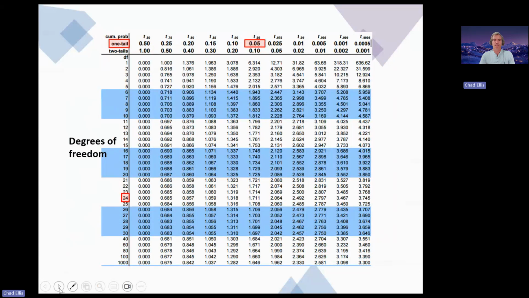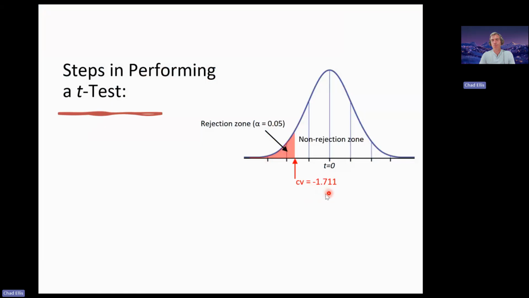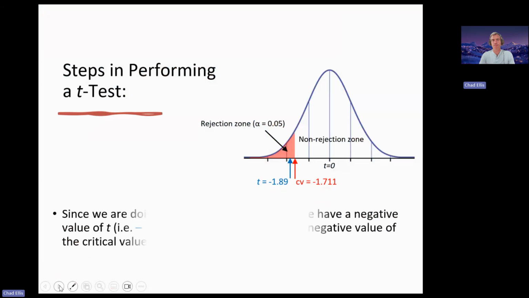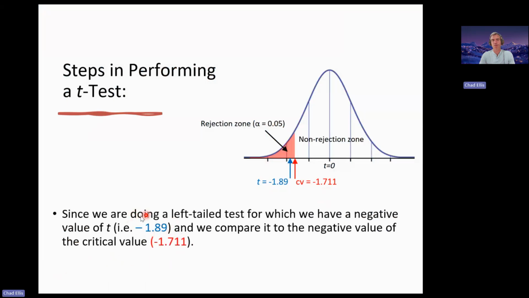So we've calculated our degrees of freedom to be 24. We have a significance level of 0.05, so we basically cross-reference those two in the table, and that gives us a critical value of 1.711. So there's our critical value, minus 1.711. And we just calculated the t-value of being minus 1.89. So we can see that our t-value has landed us in the rejection zone. Since our t-value is more extreme or further away from the middle than our critical value, that's going to tell us to reject the null hypothesis in this case.